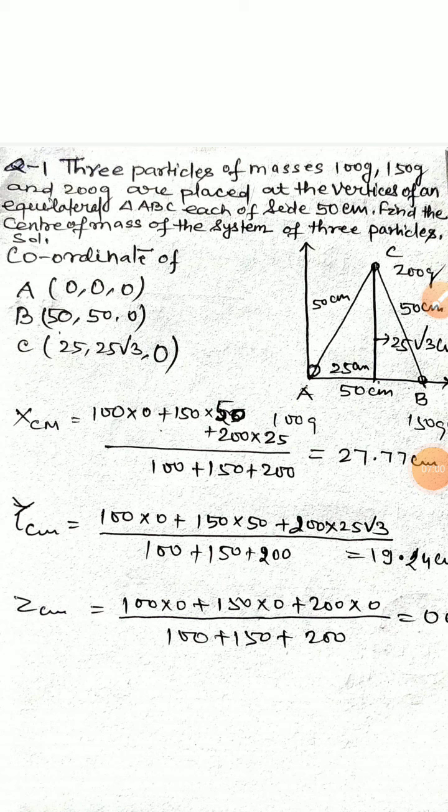Now you can see in the figure 3 masses located at A, B, C vertices of an equilateral triangle, 50 centimeter each side. When we draw a perpendicular from the vertex on the side AB, it will divide it in two equal parts. Now write the coordinates of A, B and C.